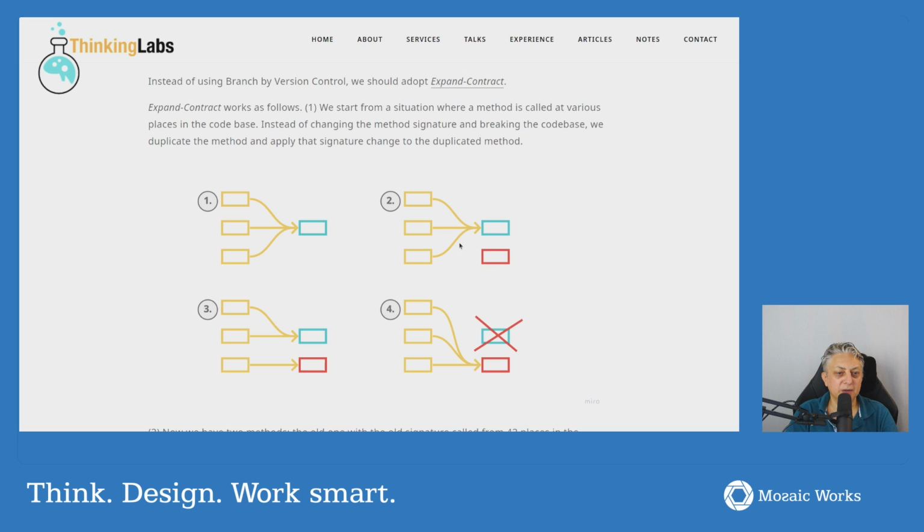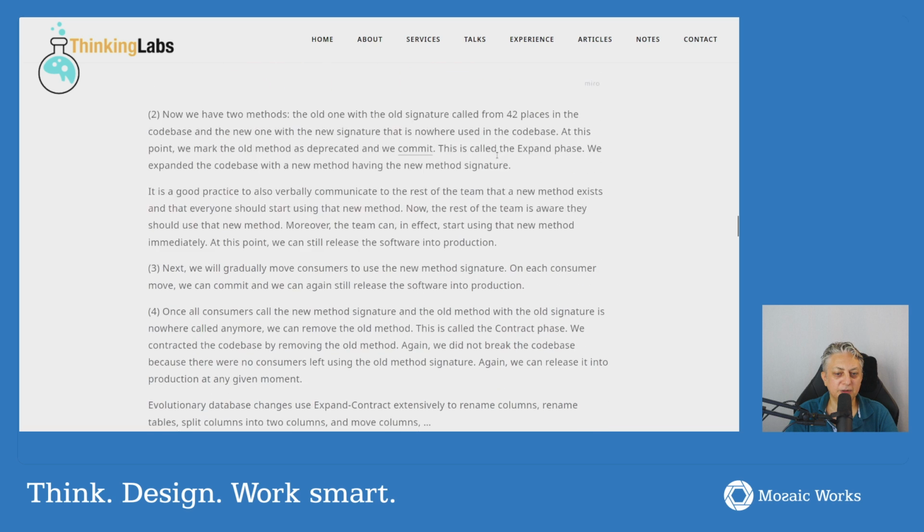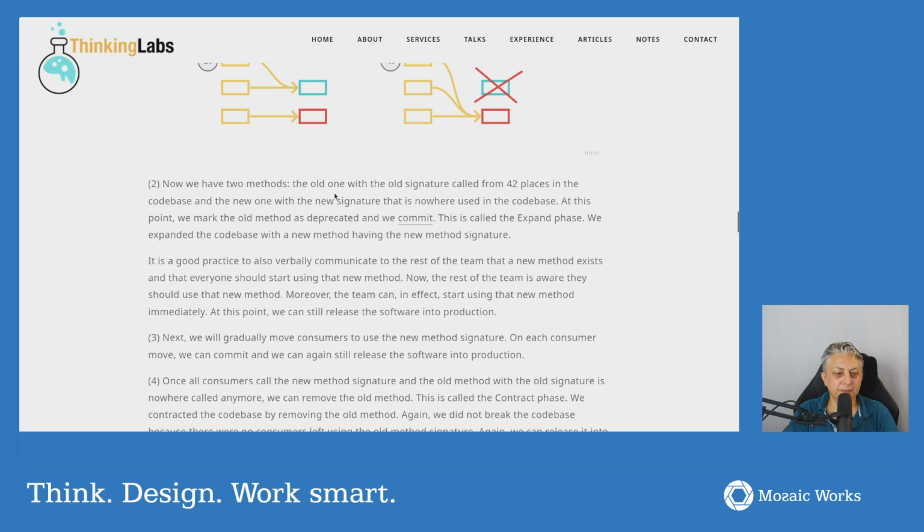So expand contract. Expand contract works as follows. We start from a situation where the method is called at various places in the code base. Instead of changing the method signature and breaking the code base, we duplicate the method, apply the signature change to the duplicated method. We mark the old method as deprecated and we commit. This is the expand phase.